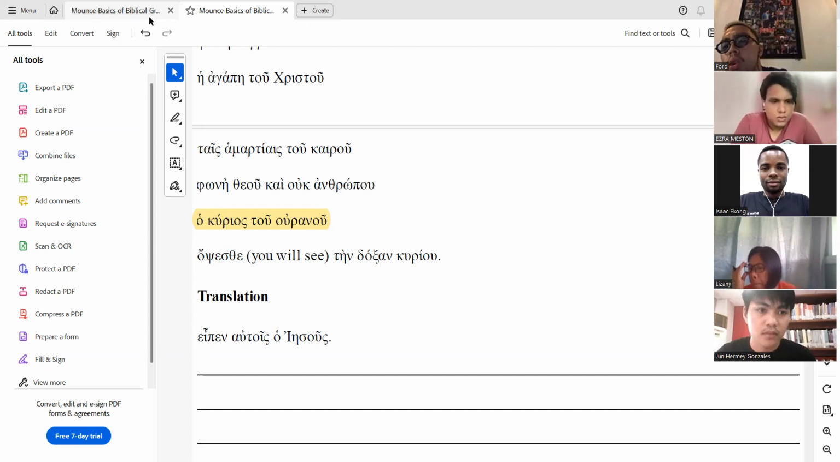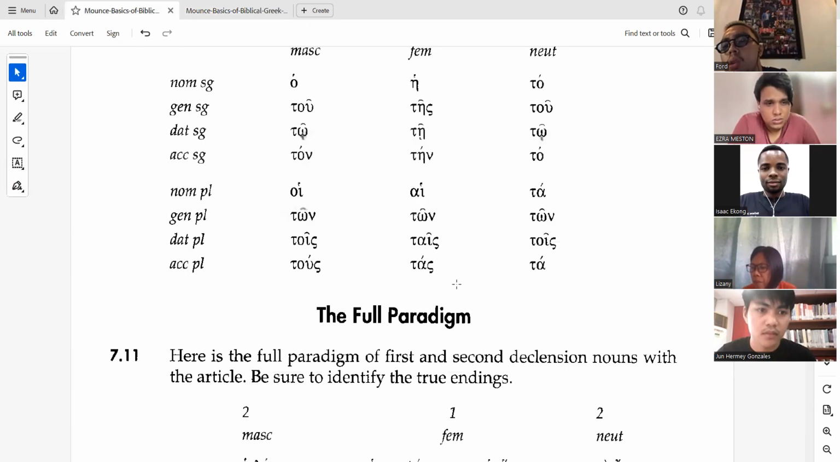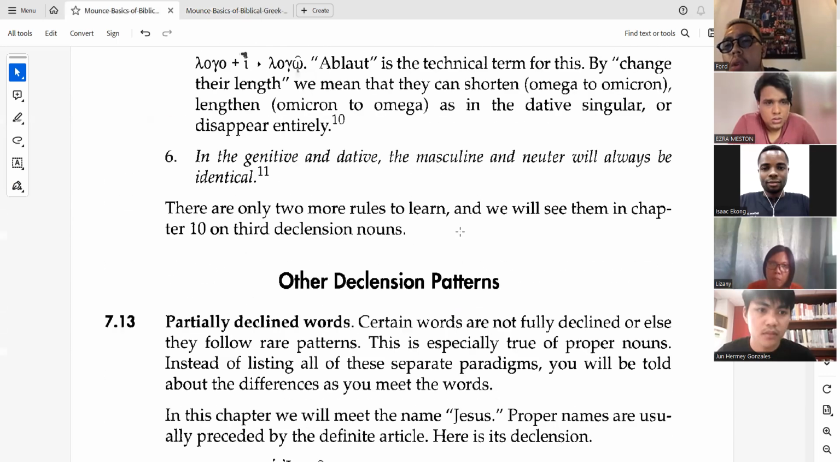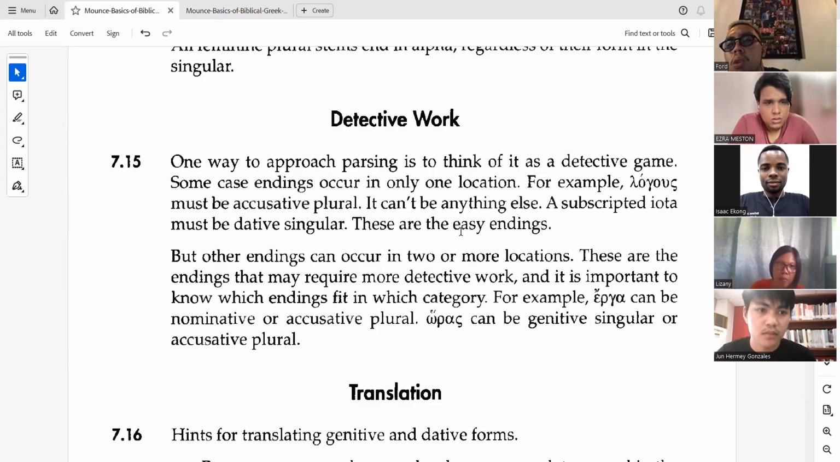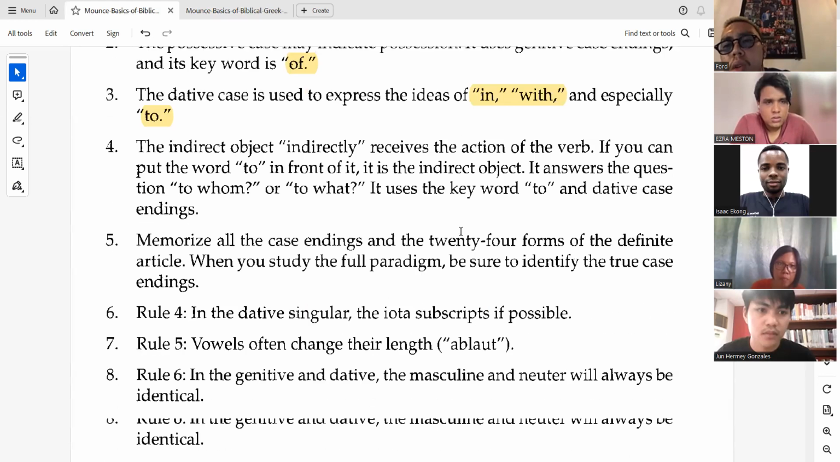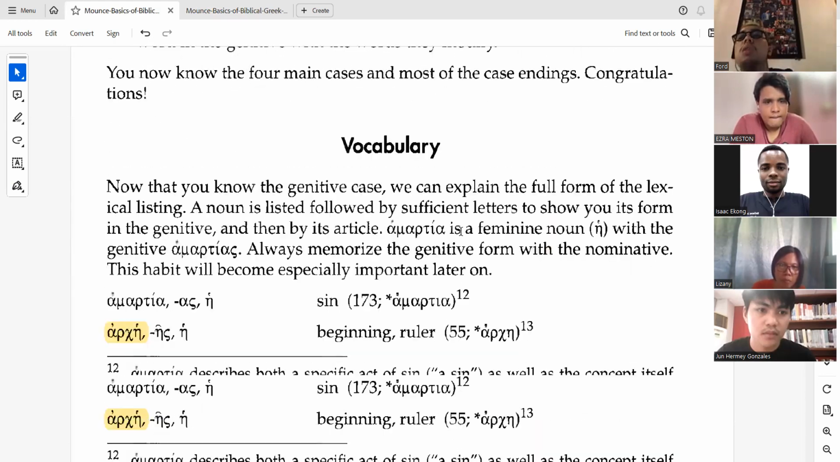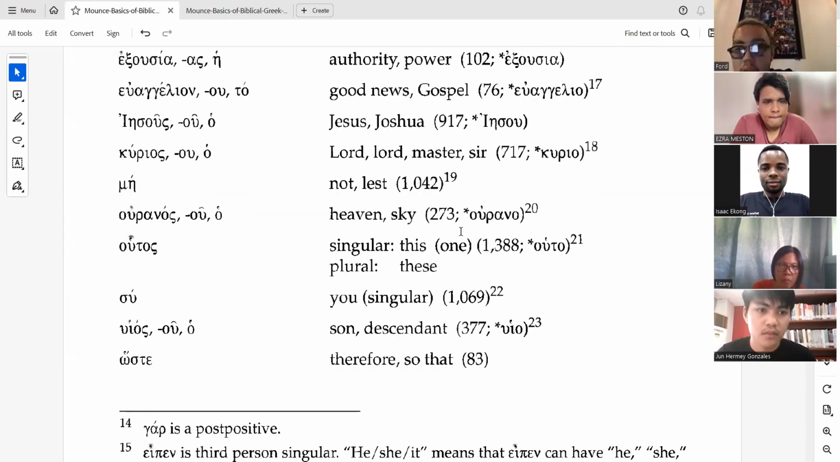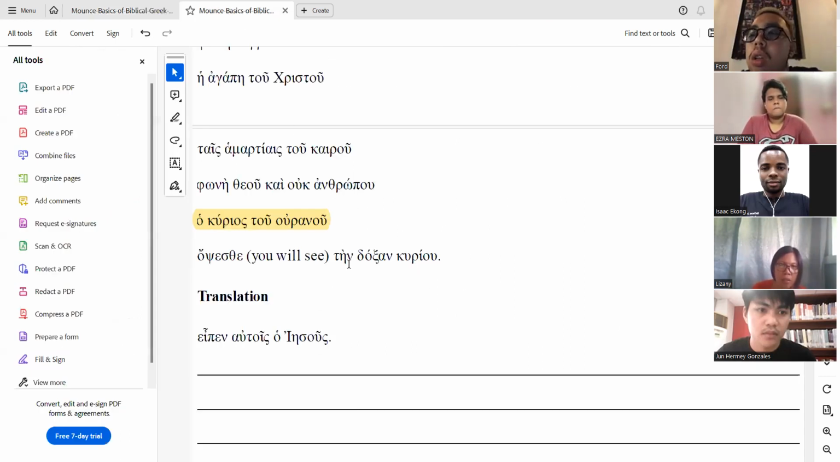You can go back to our vocabulary here. I think this is it. This one. What does it say? Heaven. Okay. The Lord of heaven. The Lord of the heaven, because there is a definite article here. Okay. Thank you. Last one.